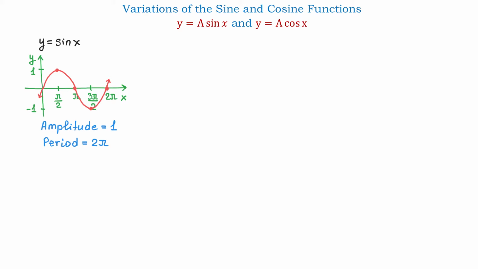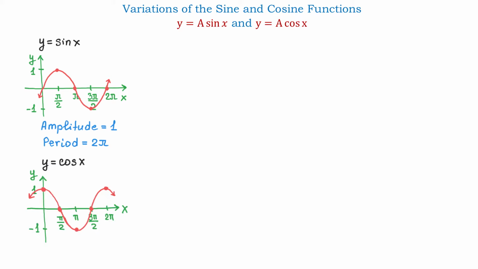Next, I will graph the cosine function. Here we have the graph, and just like with the sine function, the maximum value is 1 and the minimum value is -1. Also, the amplitude of the cosine function is 1 and the period is 2 pi. So they both have the same amplitude and period, but the cosine function crosses the y-axis at 1.